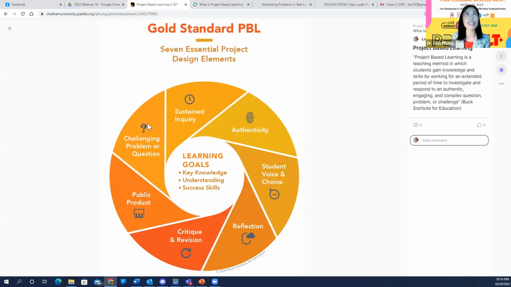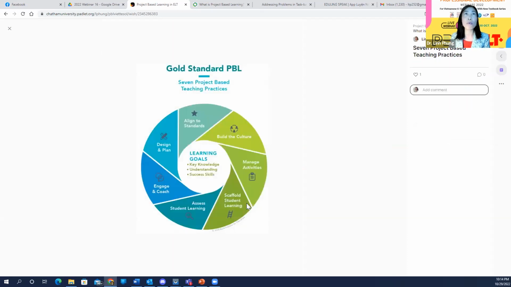So I find this infographic very helpful in thinking about some really essential design elements for a project here. And I would like to move on to this infographic as well. From a standpoint of a teacher, when you implement a project, what are some important teaching practices here?